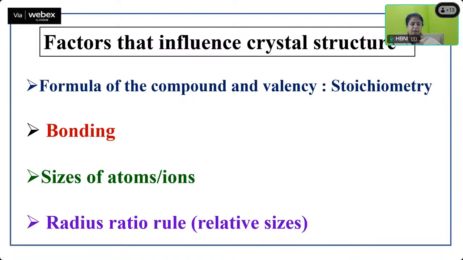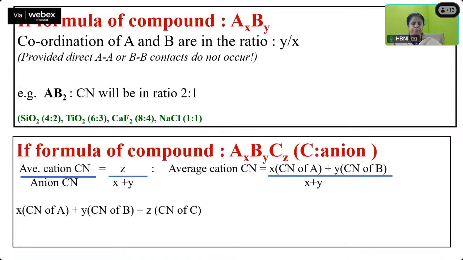Stoichiometry, the bonding, which means ionic, covalent, or metallic, the size of atoms and ions, and not just their absolute size but also the relative sizes, which is very commonly known as the radius ratio rules, and we'll talk about it. Now this is again a general thing that deals with the stoichiometry.